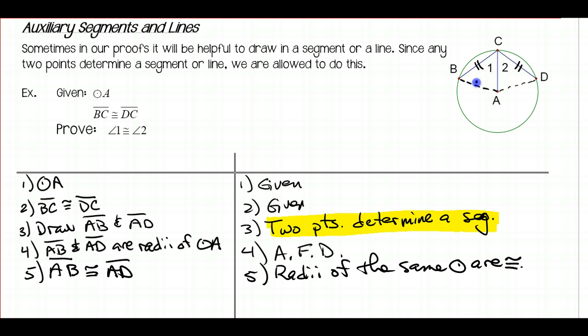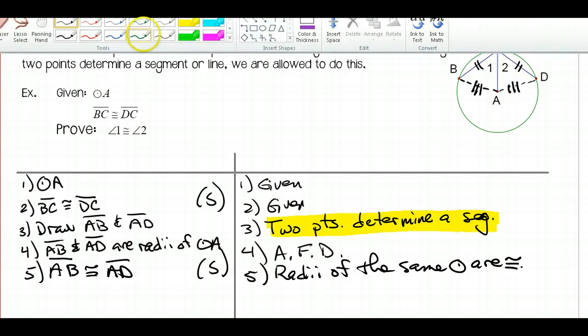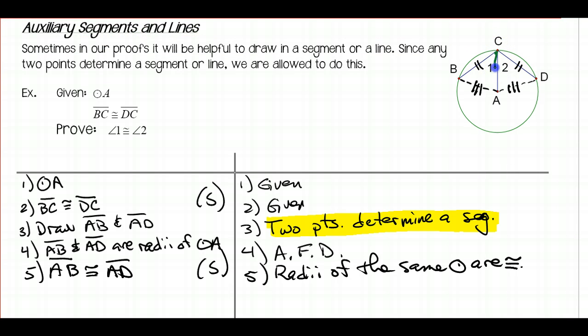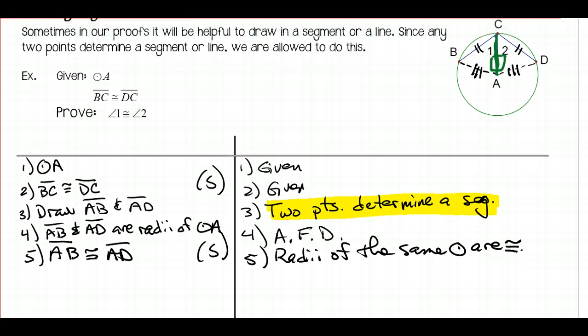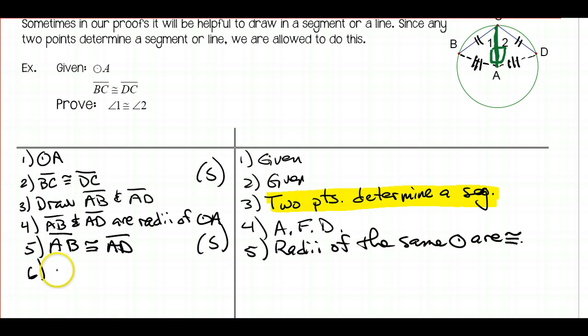So I'm going to mark that on my picture here. So if I'm trying to get these two triangles congruent, so far I have a pair of sides over here and I have a pair of sides over here. So I need to either get one more pair of sides or a pair of angles, and I can see that I have this segment that goes down the middle, which is reflexive. So I'm going to use that. So for step 6, I've got that AC is congruent to AC. That's going to be our reflexive property.